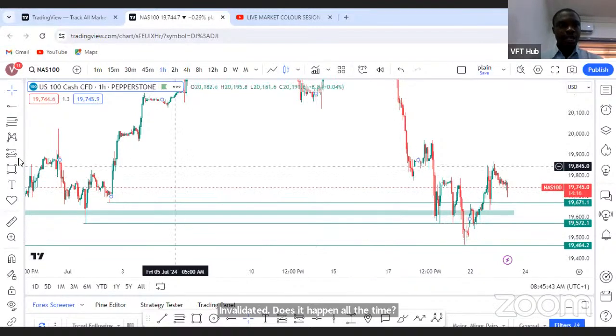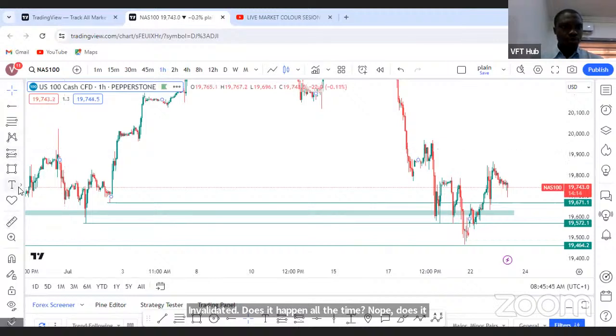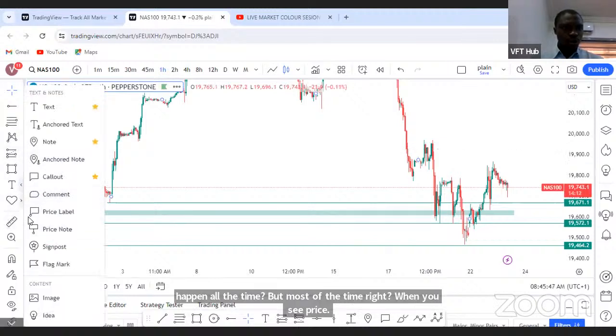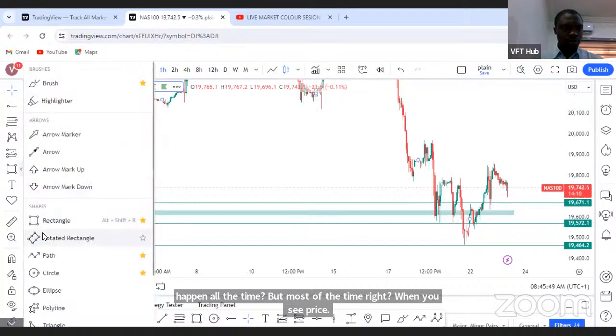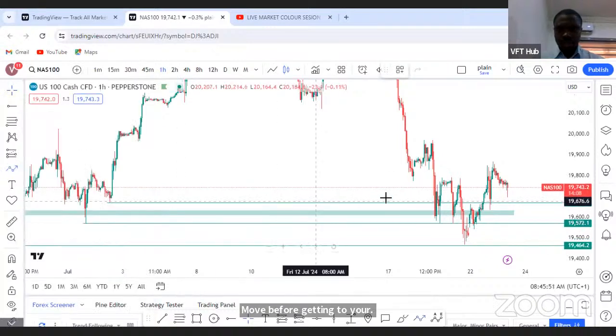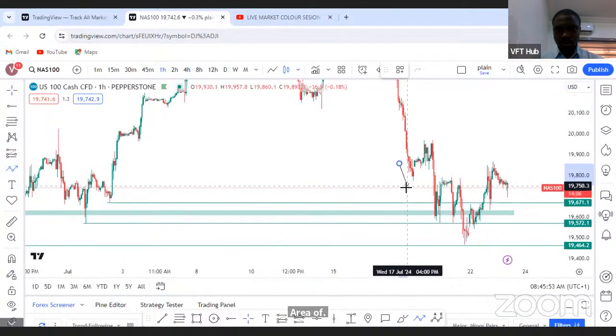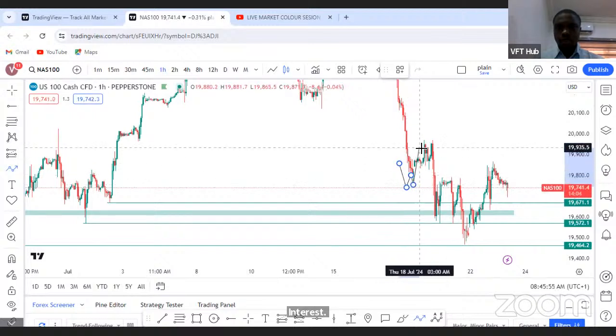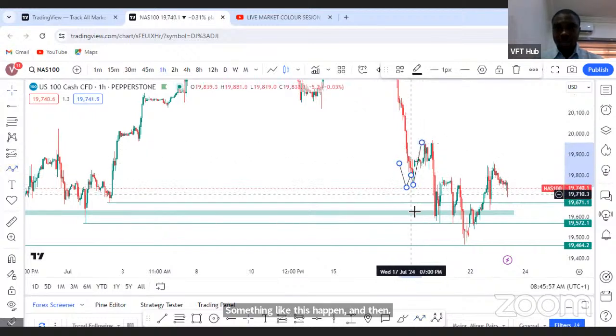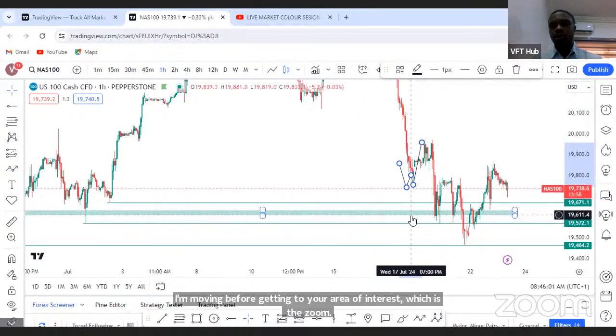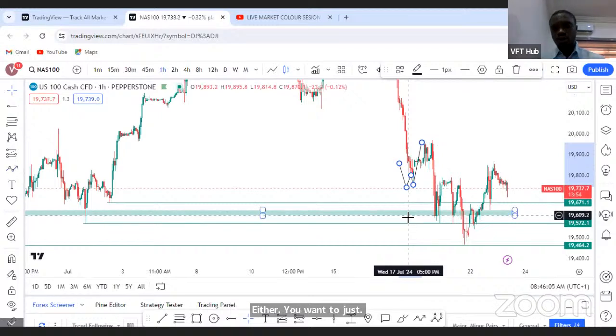When you see price move before getting to your area of interest, when you see something like this happen, and then start moving before getting to your area of interest, which is this zone, then you should be careful about that setup. Either you want to just close the order entirely, or you want to reduce your risks on that particular trade.